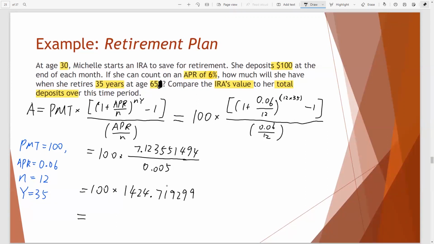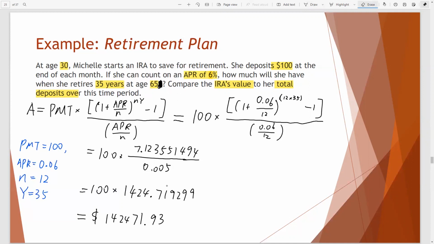Is what? Just this value times 100 and round, right? Two places to the right to keep 2 digits of decimal. That will be good enough, right? For $142,471 and 91 cents. Right.